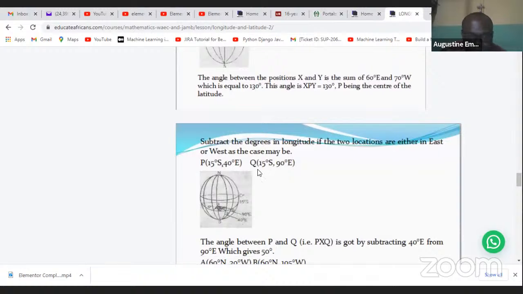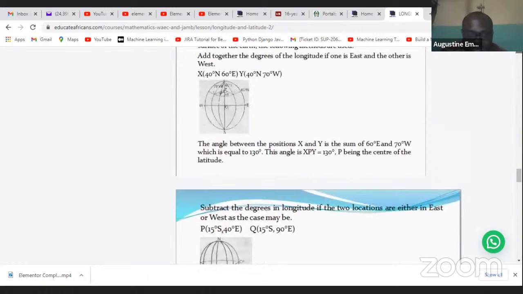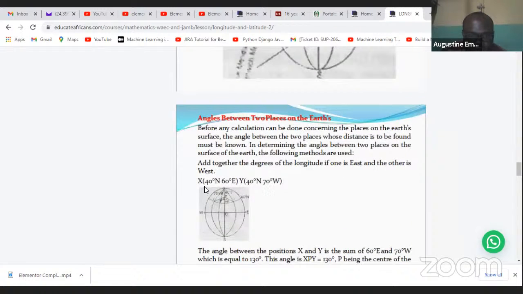If you come here again, 15, 15. And this point is the point of 15 to the south. You can see up here we have 40, 40 to the north. So you must locate this point. So whenever you're given this, just locate your longitude first. Then from that longitude, you now try to locate where your latitude is, taking the prime meridian as your reference point.